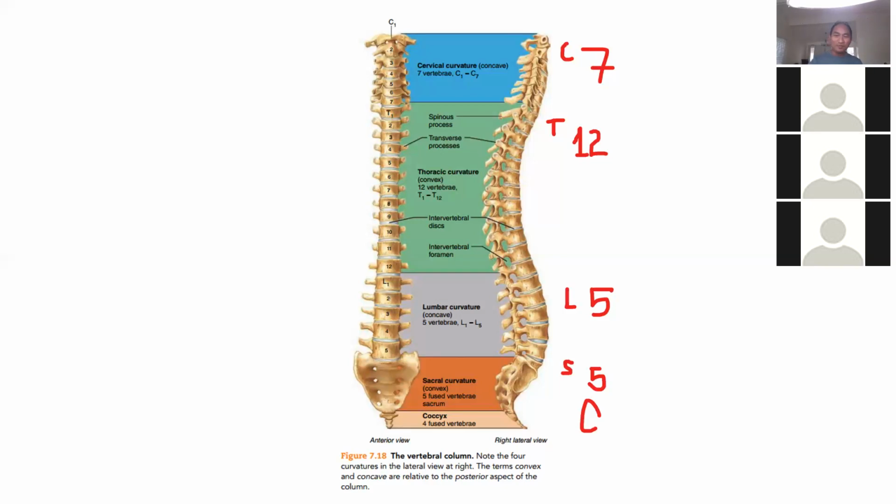Okay, guys, I hope you are back. If not, let's just gently repeat what we were talking about while we wait for those guys to come back. We have 7 cervical vertebrae, 12 thoracic vertebrae, 5 lumbar vertebrae, and 5 sacral vertebrae. And 4 coccyx vertebrae, which are usually completely fused.